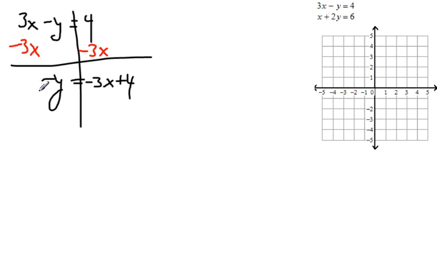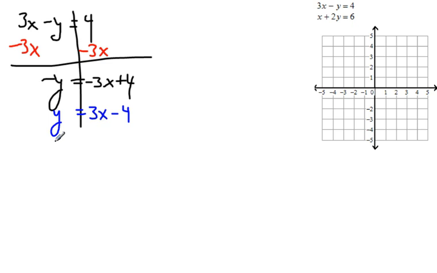Now what is this negative sign? It's really the opposite. So we just take the opposite of each term. Opposite of negative y is positive y. Opposite of negative 3x is positive 3x. Opposite of plus 4 is minus 4.